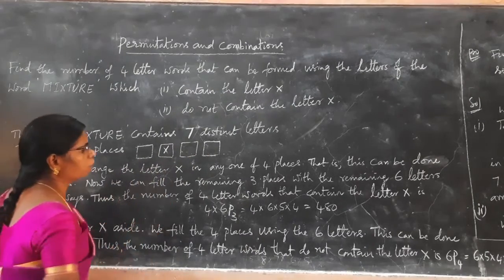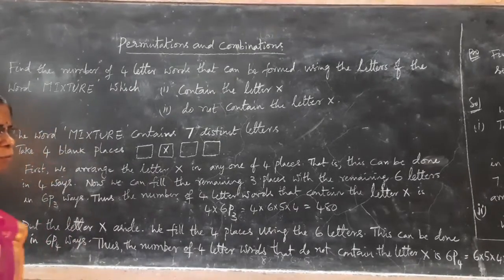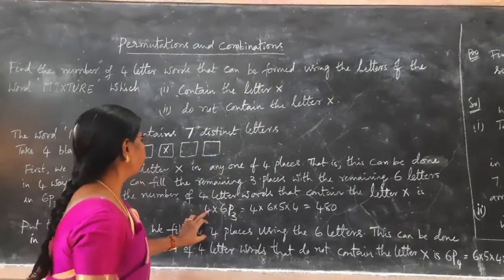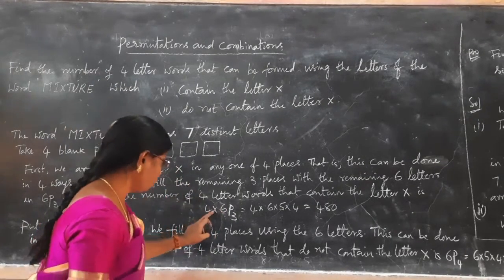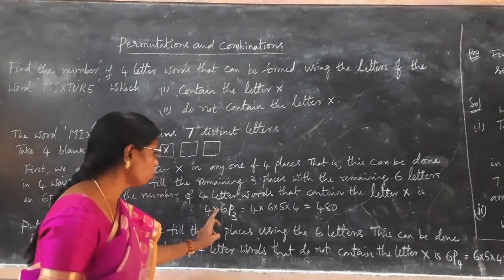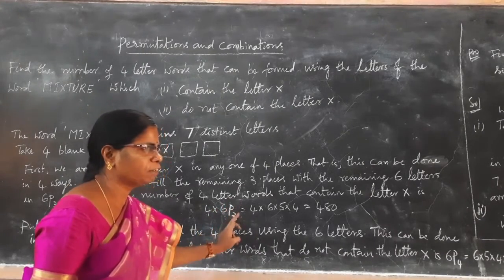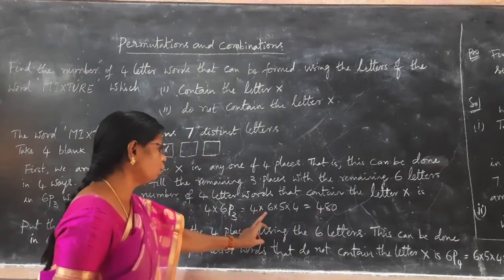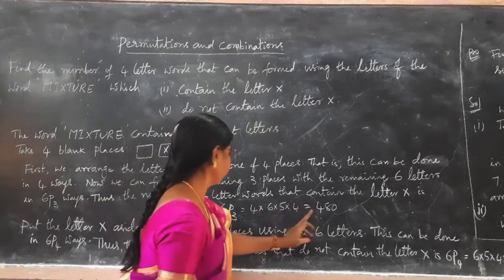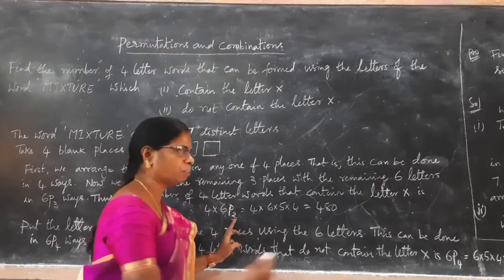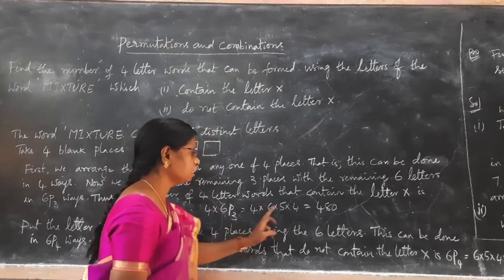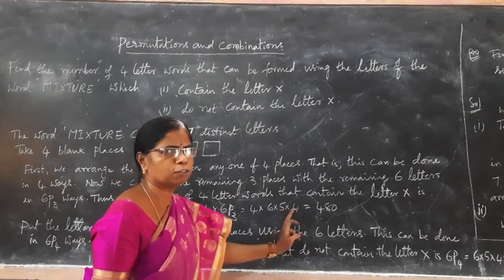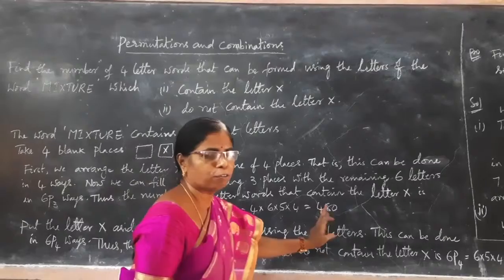So the number of 4-letter words that contain the letter X is 4 into 6P3. This part is arranging X, and this part is arranging the remaining 3 places in 6P3 ways. 6P3, as I told you in the previous class, means start with 6 and write 3 terms: 6 into 5 into 4, that is 480.